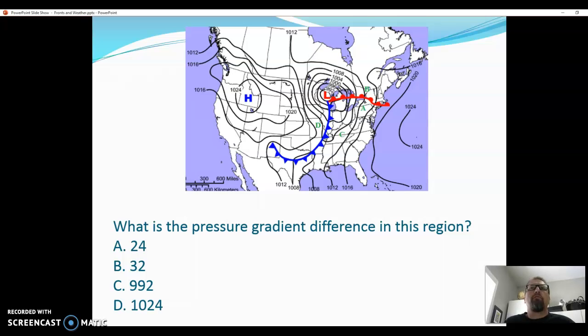So not looking at the fronts yet, but here again, just as a reminder, we have the isobars on there, and we have a high and low in this map. And the question is about the difference between the high and the low. Our high is 1024, our low is 992. And so the difference between those numbers would be B, 32, right?